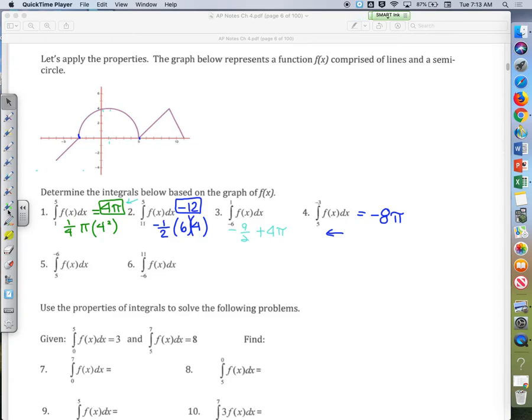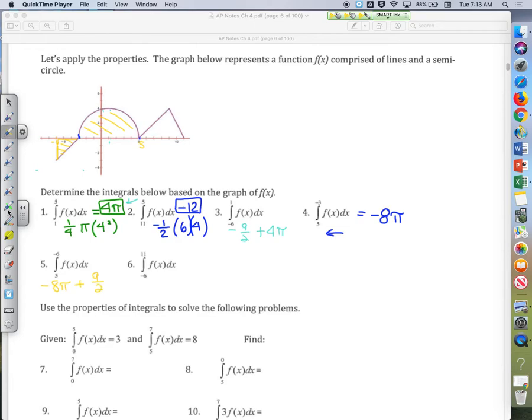And then we're just sort of combining some of this together. So let's see, number 5, we're going from 5 to negative 6. So here's 5, here's negative 6. So the semicircle, the triangle, the semicircle we just found, going from right to left, so that'll be negative 8 pi. And then the triangle, we just found that area was 9/2, but going from right to left, that's going to be minus a negative, or positive 9/2.